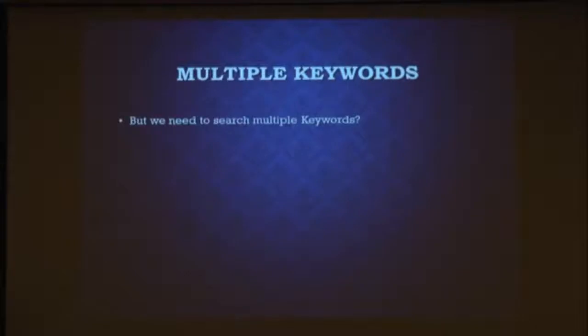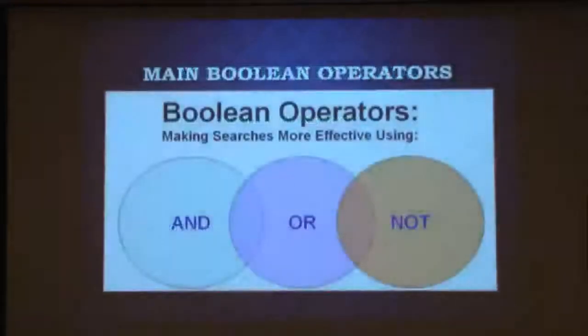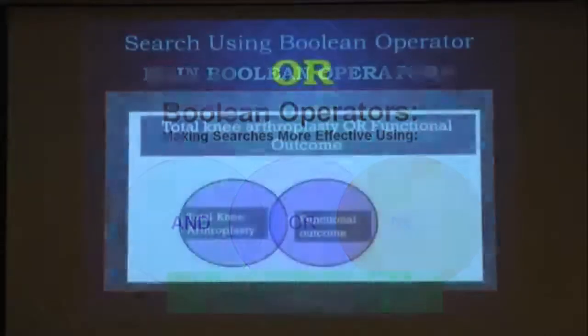But we have multiple keywords from the PICO format. So we have at least 2 or at least 3 keywords in every article. So how to go about multiple keywords? We have the concept of Boolean operators in PubMed. So these are 3 of them: and, or, and not. What they do is they define the relationship between different keywords. So I'll show you by example.